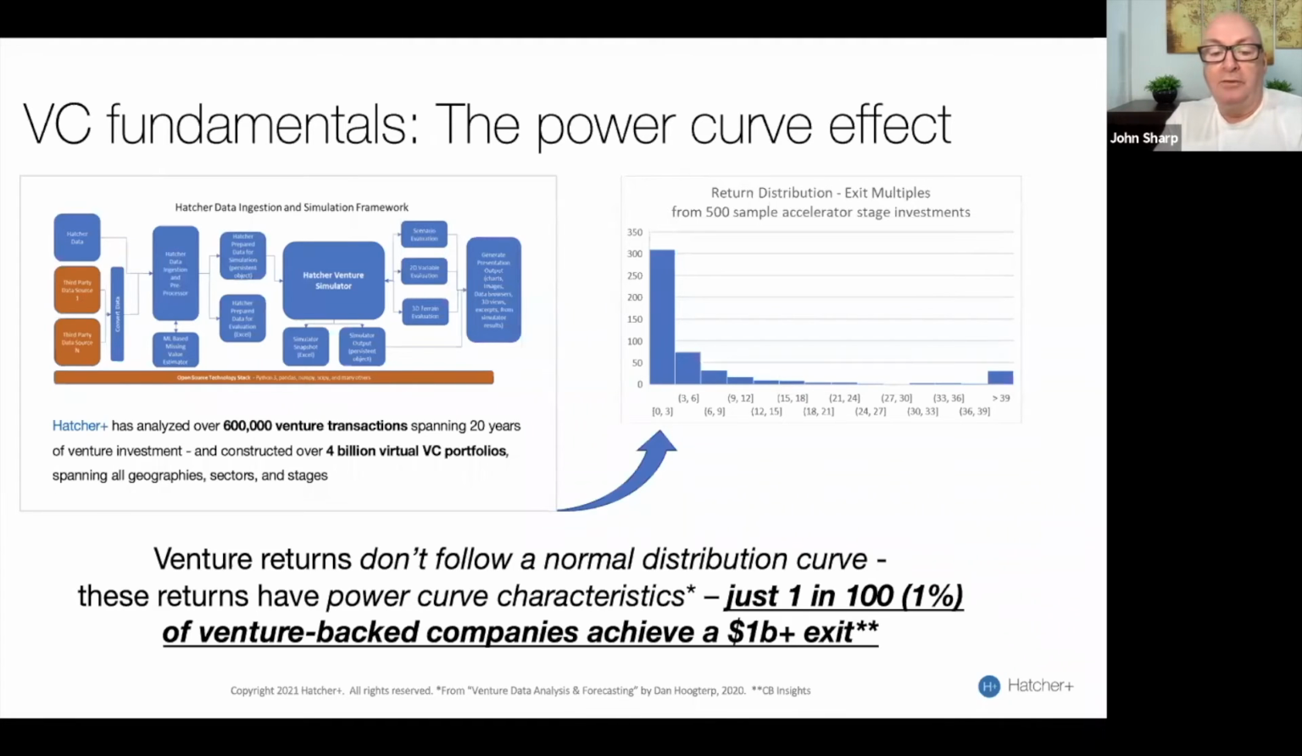So that 1 in 100 figure has been replicated by us, it's been replicated by CB Insights and a number of other folks. And it's also visible in the empirical data around the returns of people like YC, 500 Startups, Sequoia, and others. So this is not a hunch, this is actual reality.